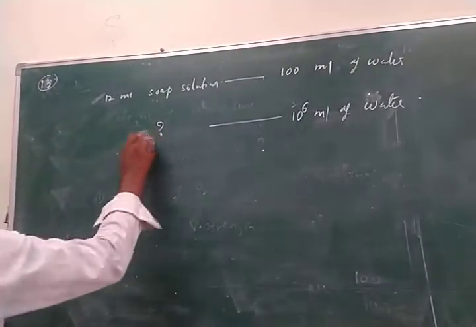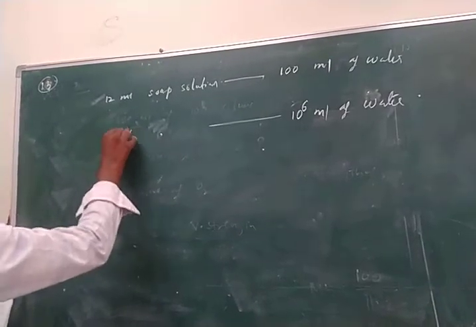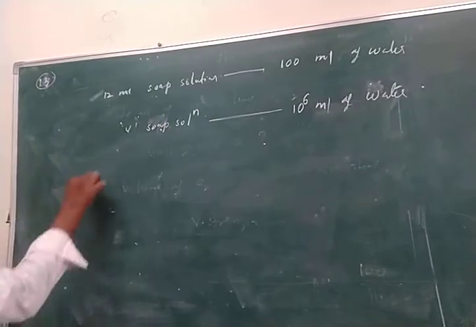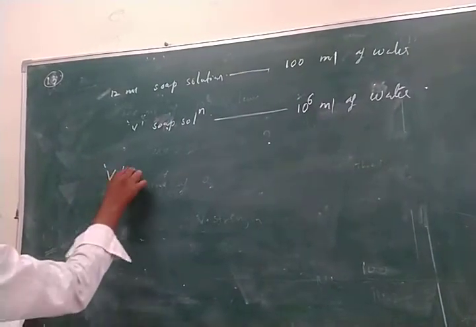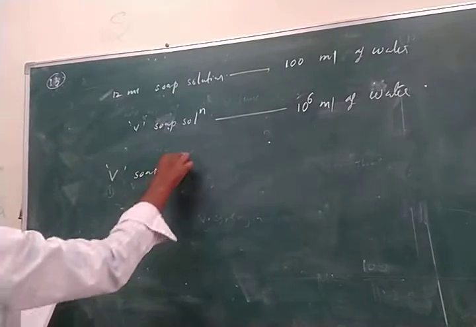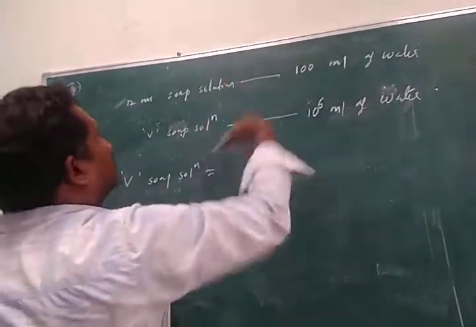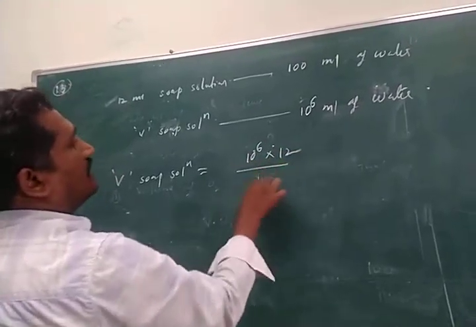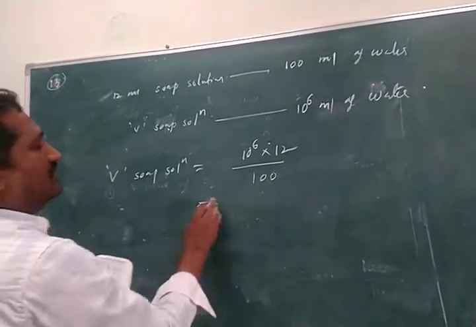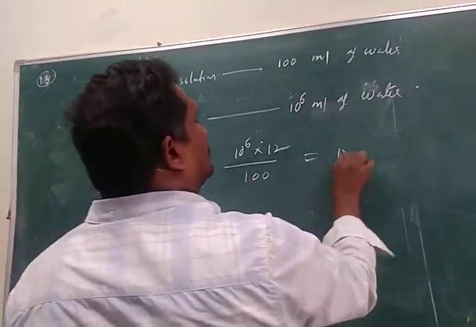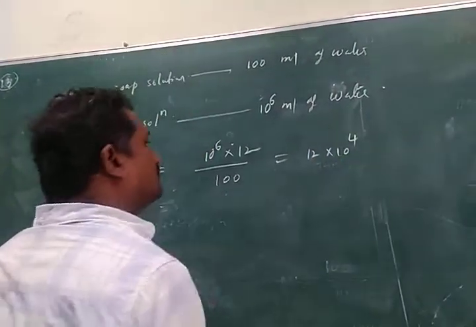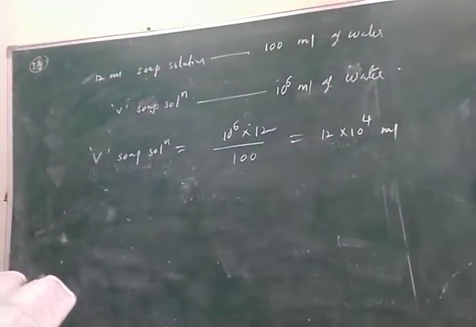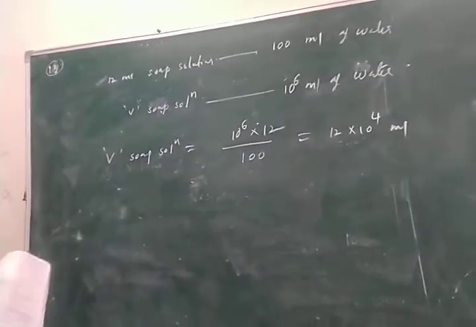So the volume of soap solution, by the crisscross method, is 10 power 6 into 12 by 100. You will get 12 into 10 power 4 ml of soap solution required for 10 power 6 ml of water to make good lather.